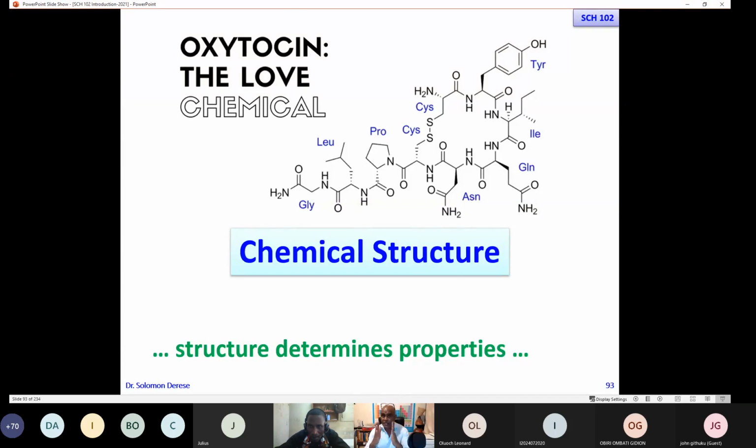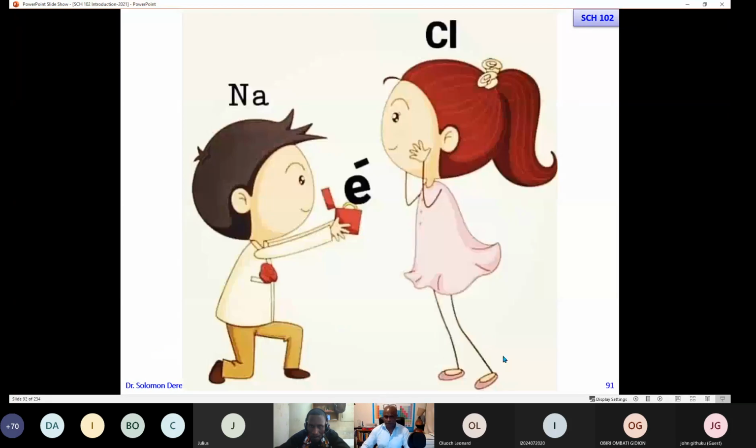The difference between the diamond and the graphite is in their structure. The way the carbon atoms are joined to one another in graphite is different from the way the carbon atoms are joined to one another in diamond. The same atom, different property. The reason why diamond and graphite have different properties is because they have different chemical structures. So structure determines properties.